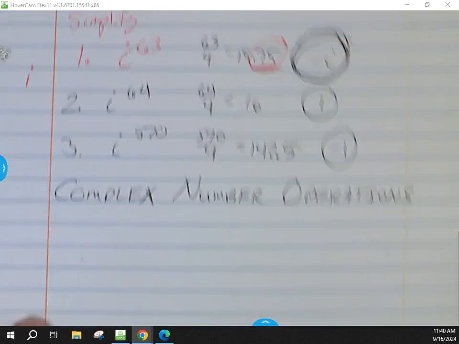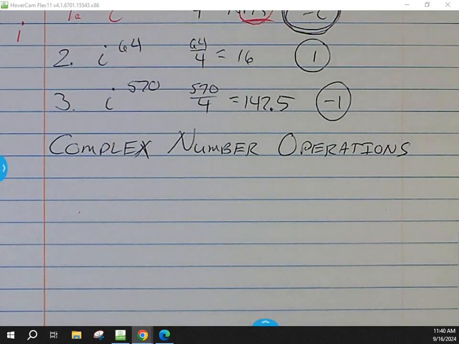Okay, so for the next part, we're looking at number operations. It's not just the complex numbers, but we're actually going to start adding, subtracting, multiplying, that kind of thing with it.